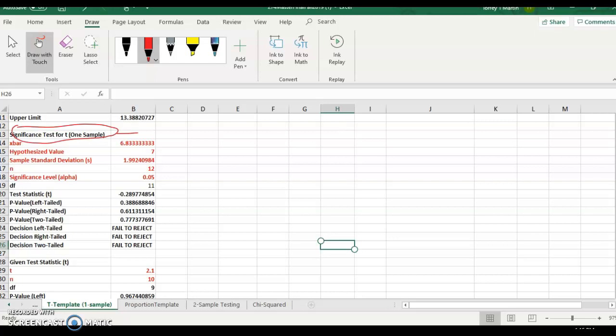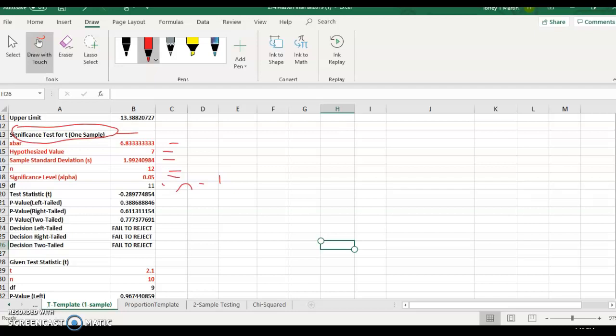Now I already have the values inputted. Again, I have my sample mean, which is X bar here. Then I have my hypothesized value, which is 7 here. My sample standard deviation, which is given in the problem here. N, which is 12, where remember degrees of freedom is going to be n minus 1, which is located here. And the significance level, which is told at the very end, is 0.05, which is located here.